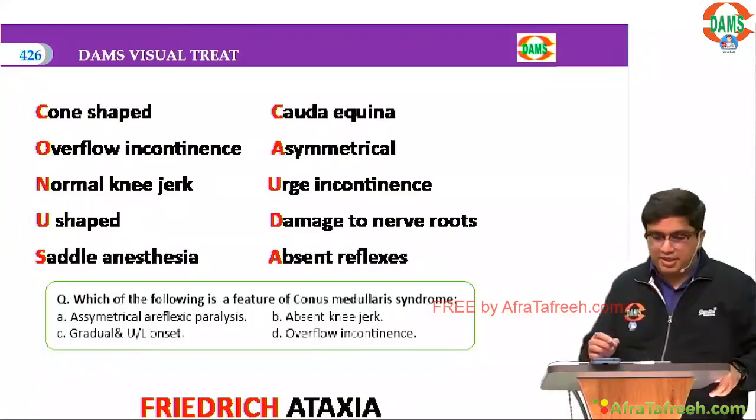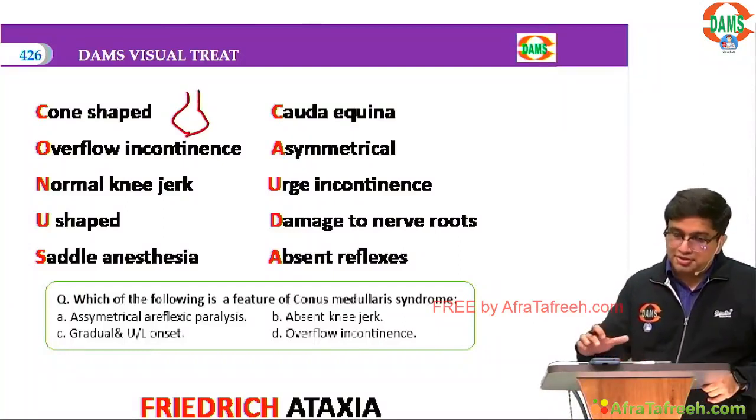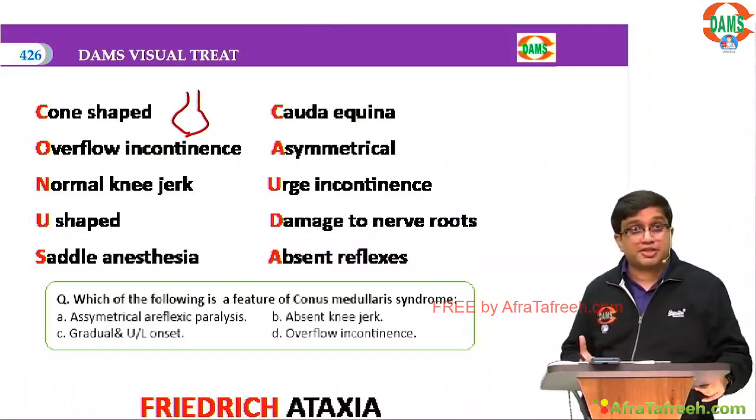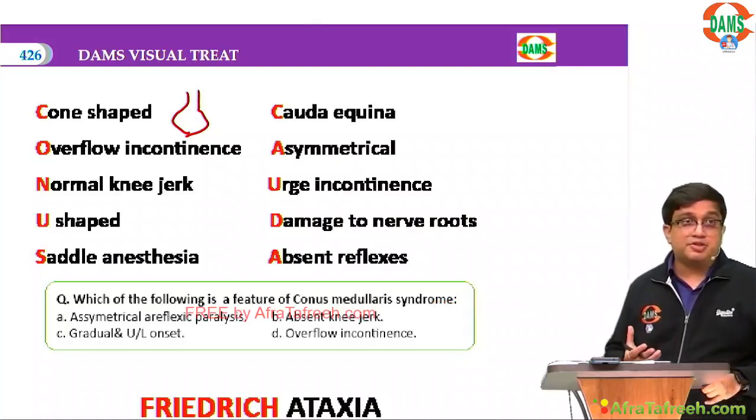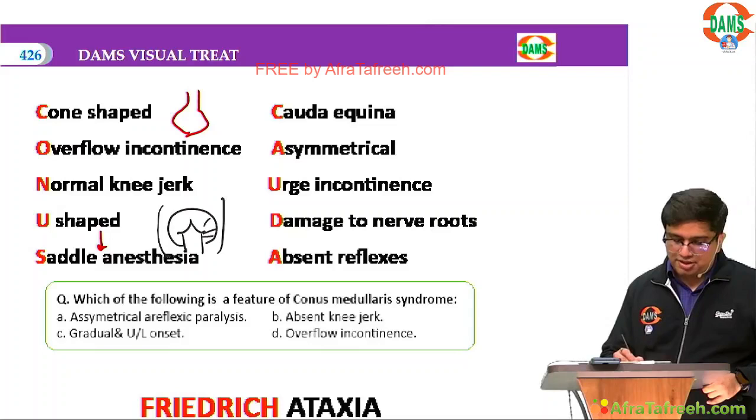Conus is a cone-shaped enlargement of the spinal cord that you see at the distal part. In conus medullaris syndrome, generally, we have a normal knee jerk and a U-shaped sensory loss, seen in a shape known as saddle. If you look at the back or the butt region of the patient, they would have a sensory loss in this pattern known as saddle.